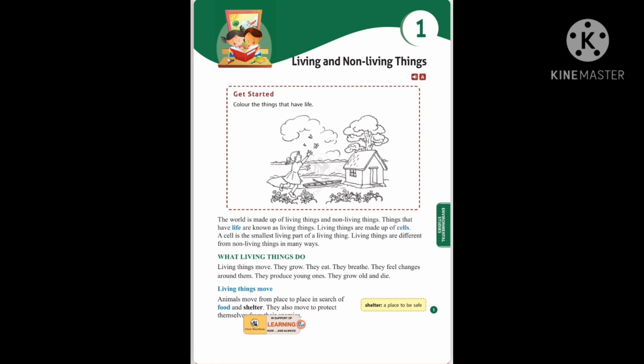Living things are different from non-living things in many ways. What do living things do? Living things move. They grow, they eat, they breathe, they feel changes around them, they produce young ones, they grow old and die. First point, living things move. Animals move from place to place in search of food and shelter. They also move to protect themselves from their enemies.